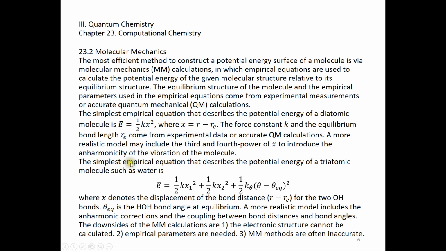The simplest empirical equation that describes the potential energy of a triatomic molecule, such as water, is this: we have 1/2 k x1 squared, 1/2 k x2 squared, and 1/2 k_theta times (theta minus theta_eq) squared. So here k is the force constant.